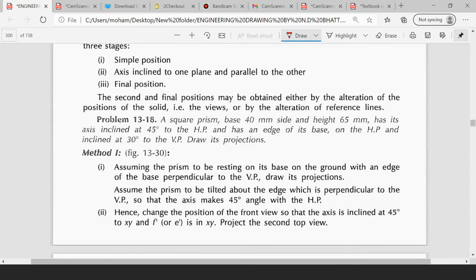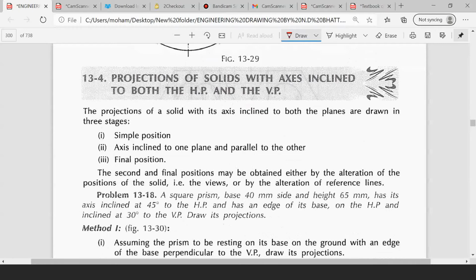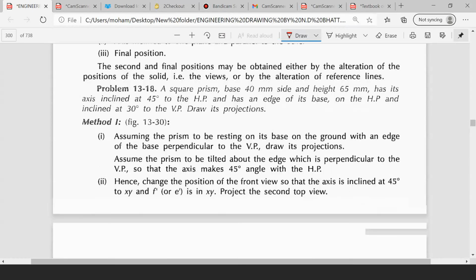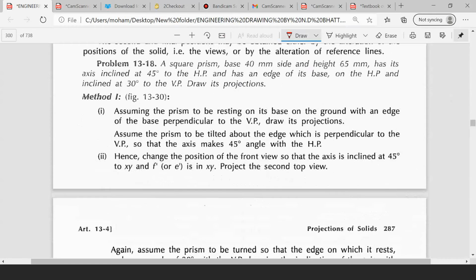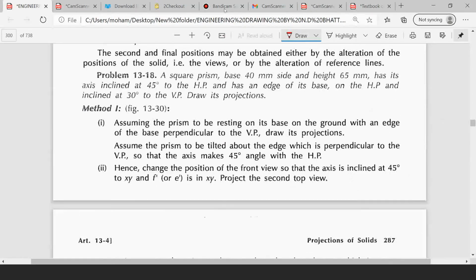Here he has given the first problem. I am going to explain. Projection of solid with the axis inclined to both HP and VP. Here he has given a square prism, base 40 mm side, height 65 mm, has its axis inclined at 45 degrees to HP, has an edge of its base on the HP, and inclined at 30 degrees to VP. Draw the projection. Read the question carefully.